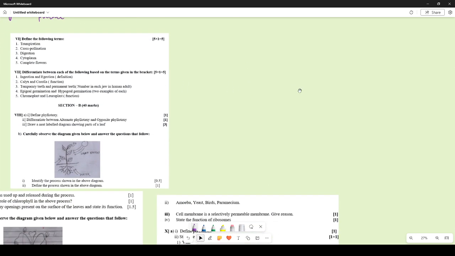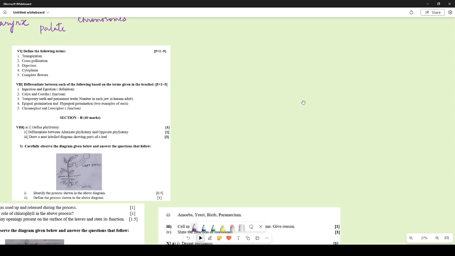Transpiration. Now transpiration is the process by which plants lose excess water in form of water vapors. So you have to mention it clearly, what is the process of transpiration.